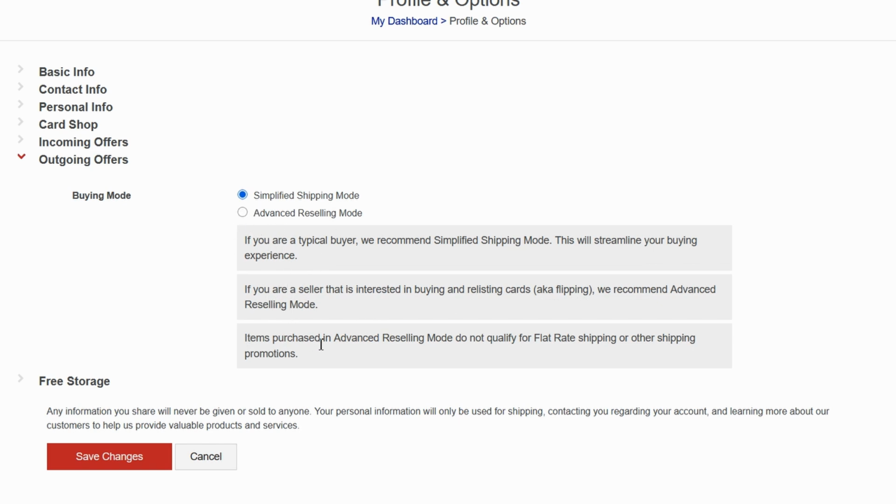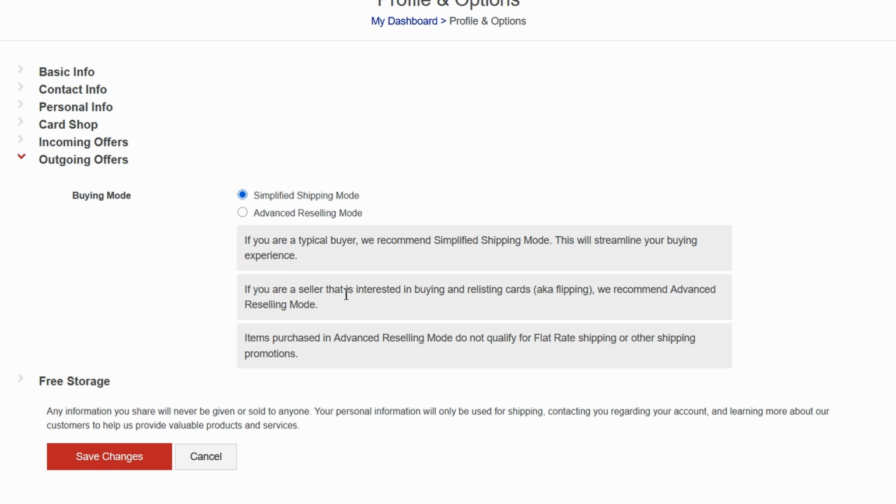Items purchased in advanced reselling mode do not qualify for flat rate shipping or other shipping promotions. It's key to remember that. If you are somebody that's primarily a collector or you're looking to buy cards here, ship home, look to grade them, or maybe you're going to try to build sets or build rainbows or do whatever you're going to do. You want to acquire cards in bulk off of COMC and you want to send them home. Simplified is going to be the way to go. And what that means is when you purchase the card, there's a little shipping fee, which I'm going to show you in a second, that's associated to every card. And it's determined on the level at which it's ingested into the platform.